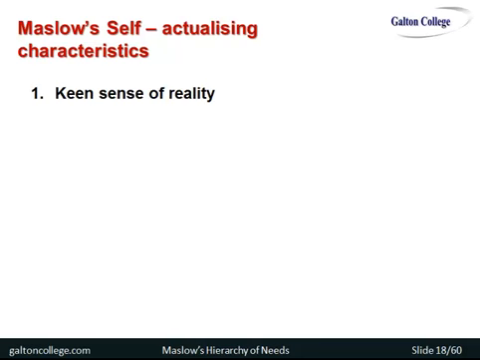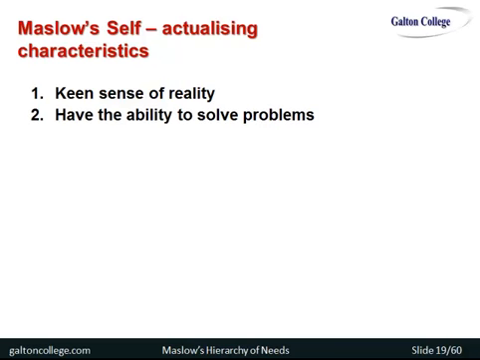Well, for a start, within this there's a keen sense of reality. In other words, the person is acutely aware that he or she has achieved what they have managed to get and do. They understand their achievement and they are content with that. So they have a keen sense of reality. They know what they've achieved and they're happy with that, and they have no desire to go further.